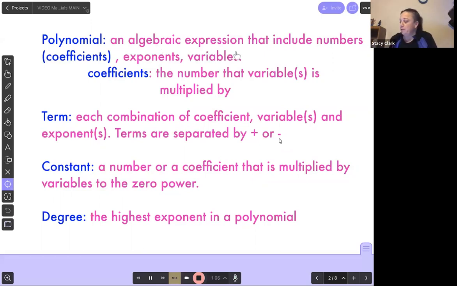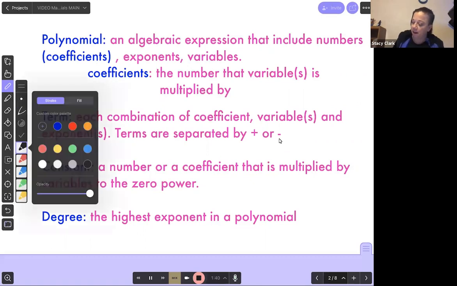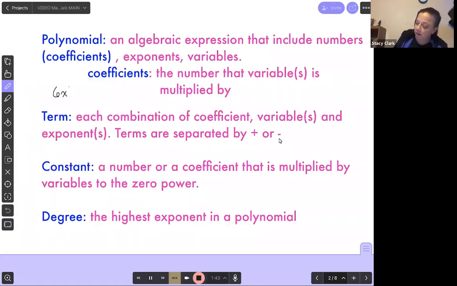So it's an algebraic expression that includes numbers, which we call coefficients. So that's also another important math word. Exponents, which we've already talked about, and then variables, which are, remember, the letters that represent unknown numbers. So getting into coefficients, you see that it's in blue because that's another new term. So coefficients are the number that a variable or variables is multiplied by. So this would be an S if it was a plural of variables. So basically, anytime we see an expression, if we see something like 6x squared, the 6 is the coefficient.